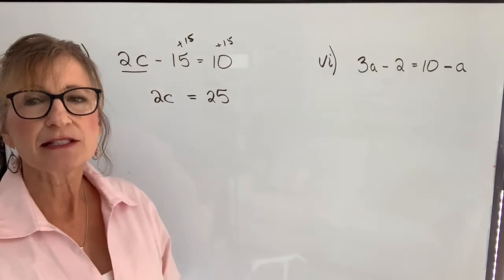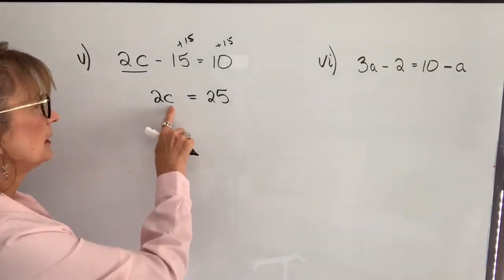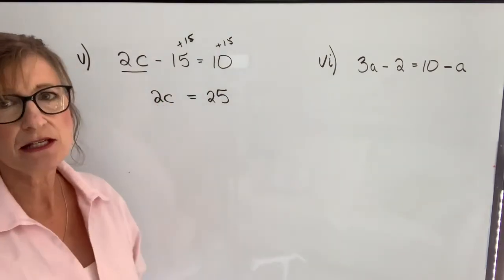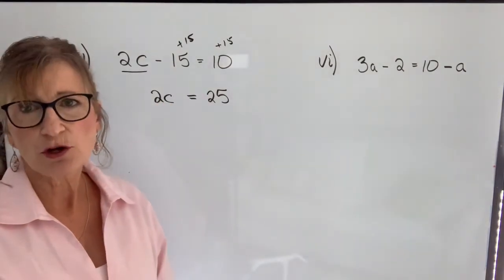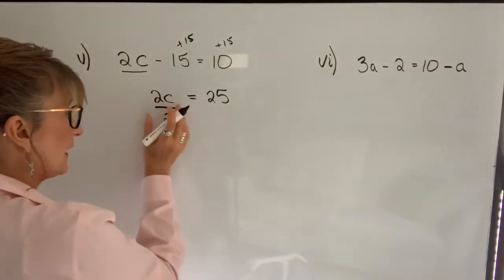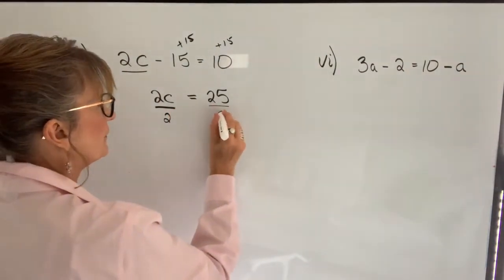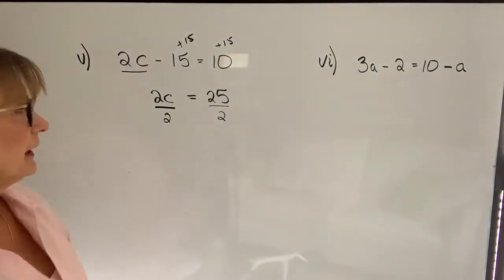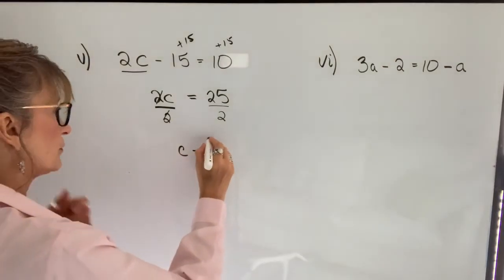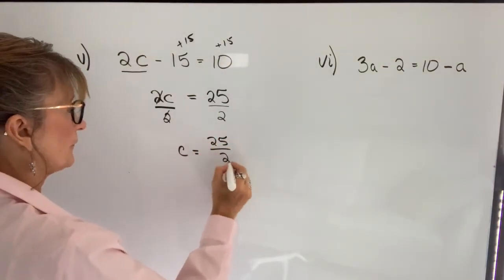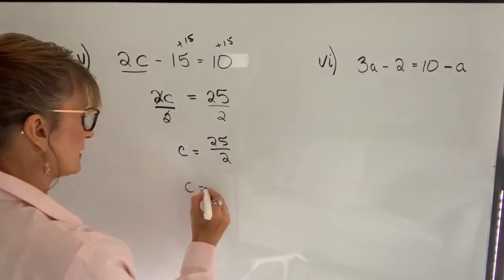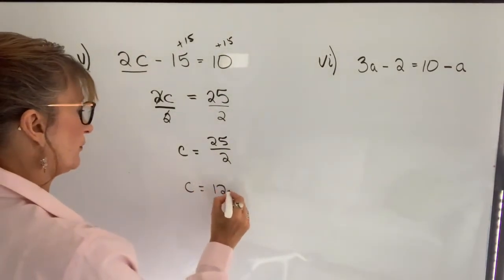My next step is then to isolate my variable by getting rid of this 2, which we know means it's being multiplied to the c. So we're going to do the inverse or the opposite. We're going to divide by 2. If I divide this side by 2, I have to divide this side by 2. That will cancel, and I'll be left with c equals 25 over 2, which you can leave, that's correct, or you can write it as a decimal, so that would be 12.5.